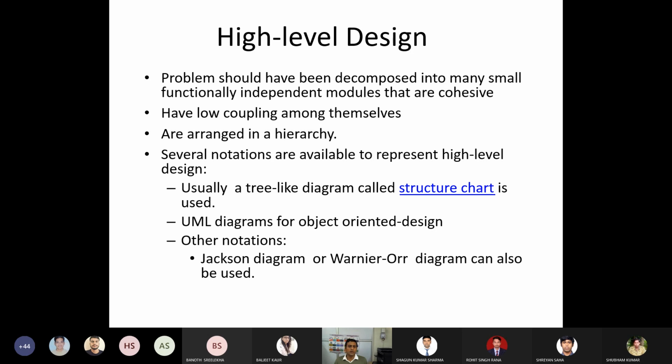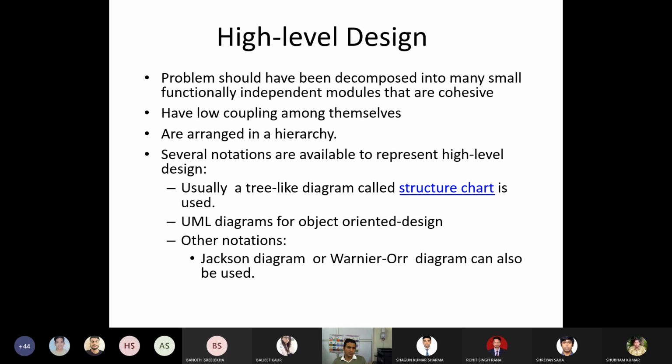So now in case of object oriented design, we will talk about some UML diagrams. They are the ones going to represent your high level design. As part of object oriented design, we will talk about UML diagrams separately when you are talking about object oriented design.